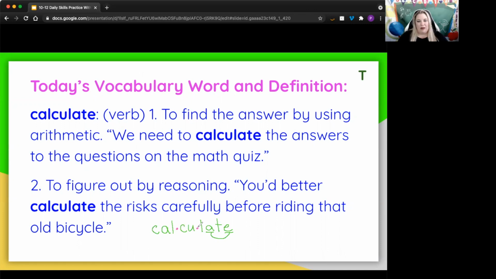And that's how I'd break it up so I could study it in order to spell it easier. Cow, Q with a long U sound right here, and then late. Calculate. When we break it up into smaller pieces and study each piece, it makes it so much easier. All right, I'm going to clear this. If you need a little longer, just pause the video. Be thinking about how you're going to use calculate in a sentence so you can post it on the Jamboard.